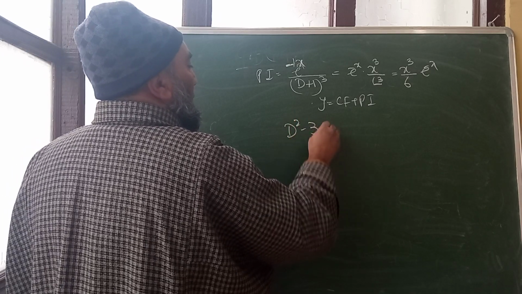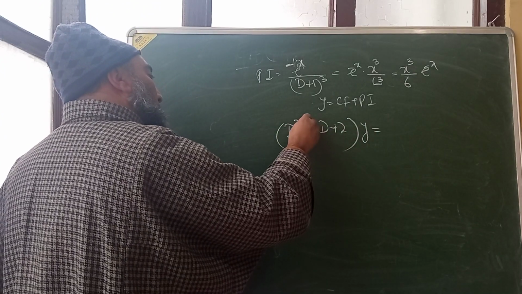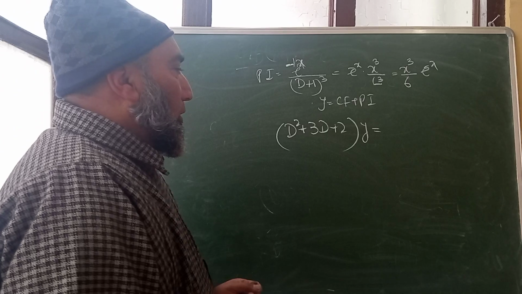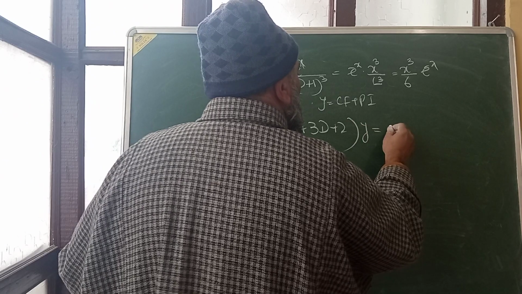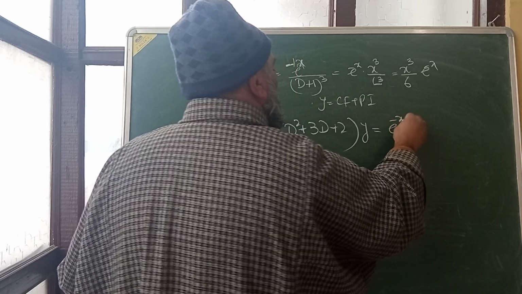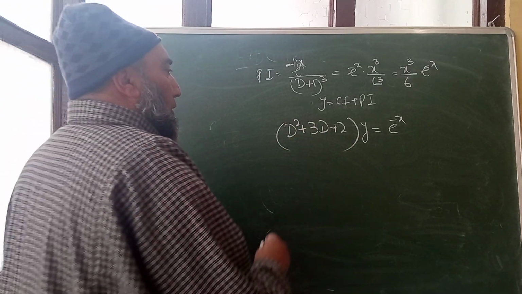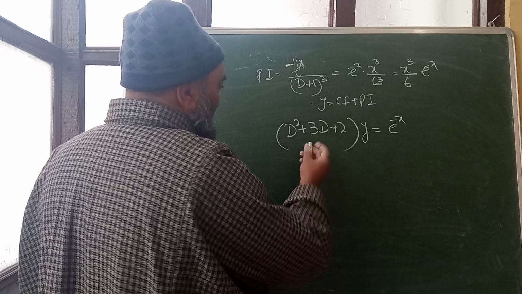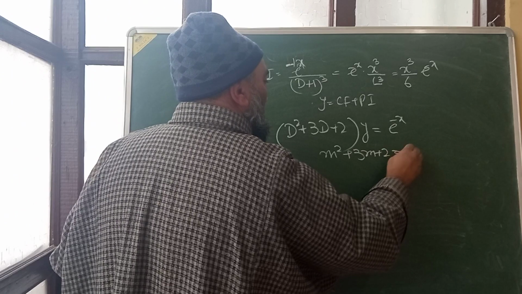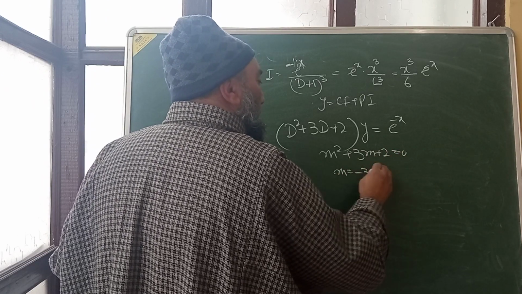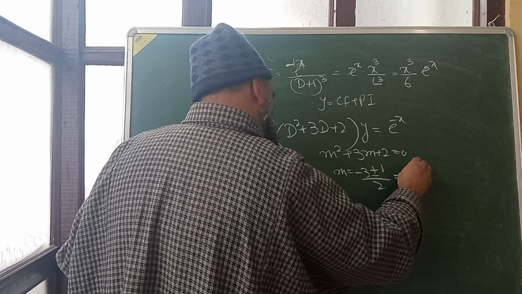(D square minus 3D plus 2) operating on y. Let me write plus. I have taken, like yesterday, D square minus 3D. I am taking plus 3D. And let me write it as e to the power minus x. It will be a case of failure. Okay. Auxiliary equation is m square plus 3m plus 2 equals 0. What is m? Minus b plus minus root over 2a. So it is minus 1 and minus 2.